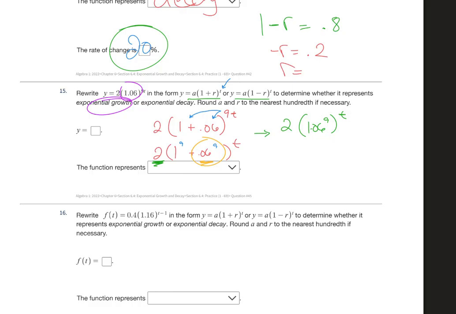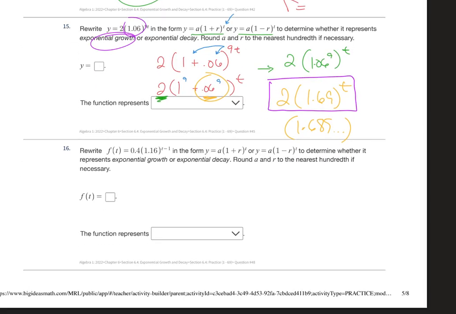However, we're going to be able to pretty easily figure out what R is without it. So 2 times, and I told you it was 1.689, blah, blah, blah. So let's just round it to the nearest hundredth, 1.69 to the t power. So this is your answer right here. It is growth. And let's go to the next one.